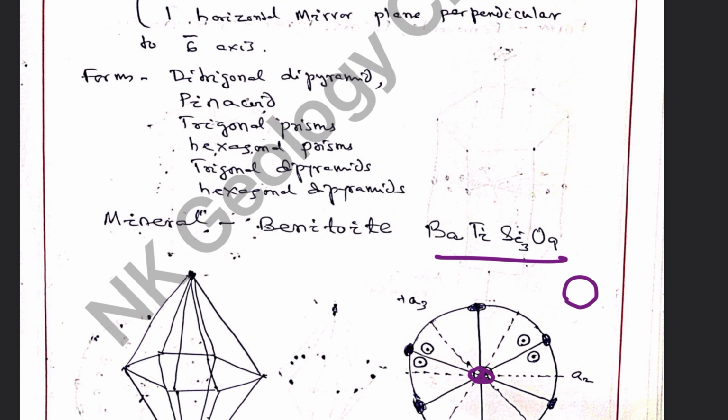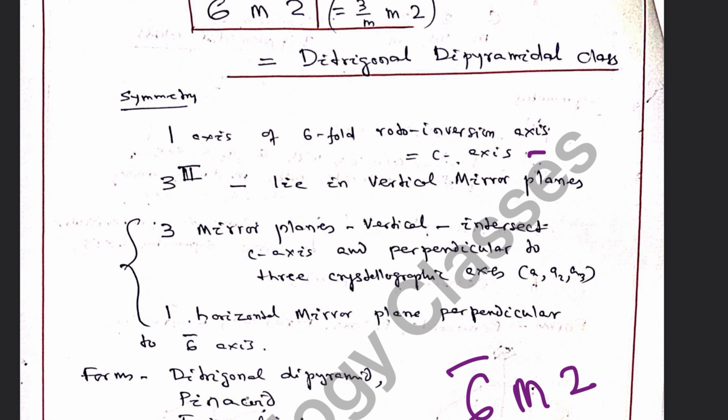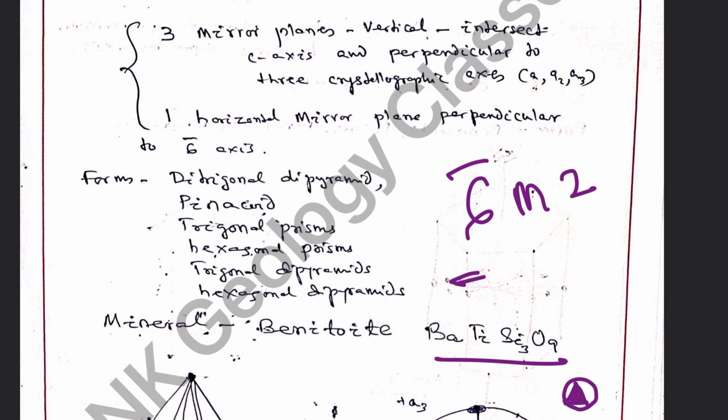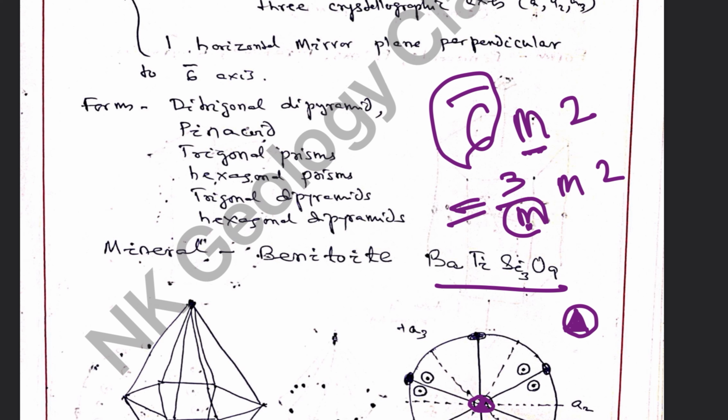This is being represented like this. 6-bar axis, and we have 6-bar m2, which is equivalent to 3/m2. So we have this 6-bar here, this m and this m. This m is this one.